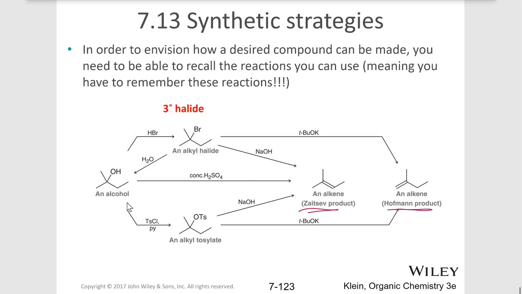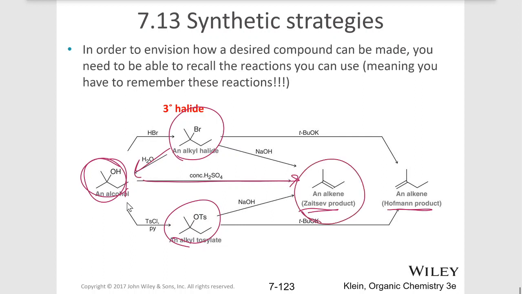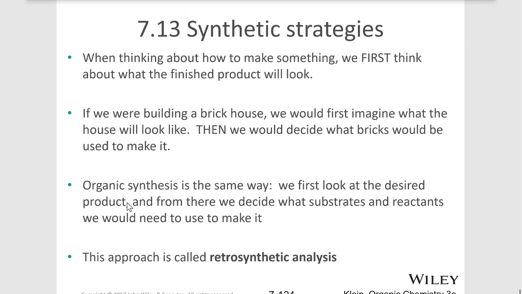Okay, so if we have a tertiary alkyl halide, then that can be made from an alcohol, or you could make an alcohol if you react it with water. I don't want you to try to memorize all of this stuff, but you do need to memorize the reactions overall. You can make an alkene if you use concentrated sulfuric acid. You can make a tosylate from your alcohol here. We've learned all of these reactions. We can get an alkene. That's our Zaitsev product or our Hofmann product, depending on what base we use, if we use a base. So all of these synthetic strategies can help us to develop a product that we want.